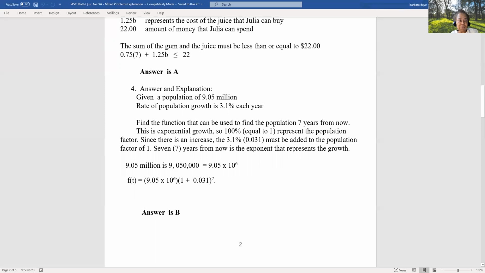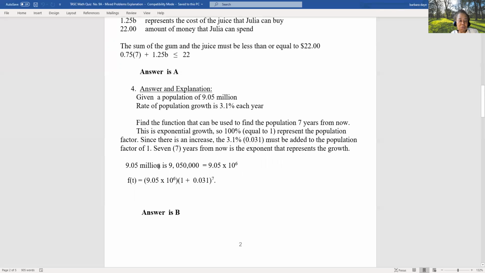That's the population factor. Now if it's increasing by 3.1%, that means it's going up by 3.1% each year, and that's represented by the decimal 0.031. Now remember, you can divide the 3.1 by 100, or you can shift the decimal point 2 places to the left. Now this must be added to that population factor of 1.